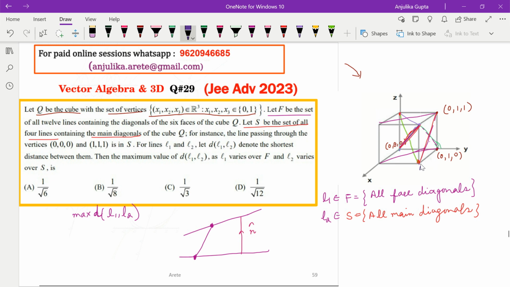Let's name them. Let's say this is A and this is B, that's the face diagonal. This is O and let's say this is E, that's the body diagonal. Okay, now the face diagonal, let's say this is my A point and this is my B point.